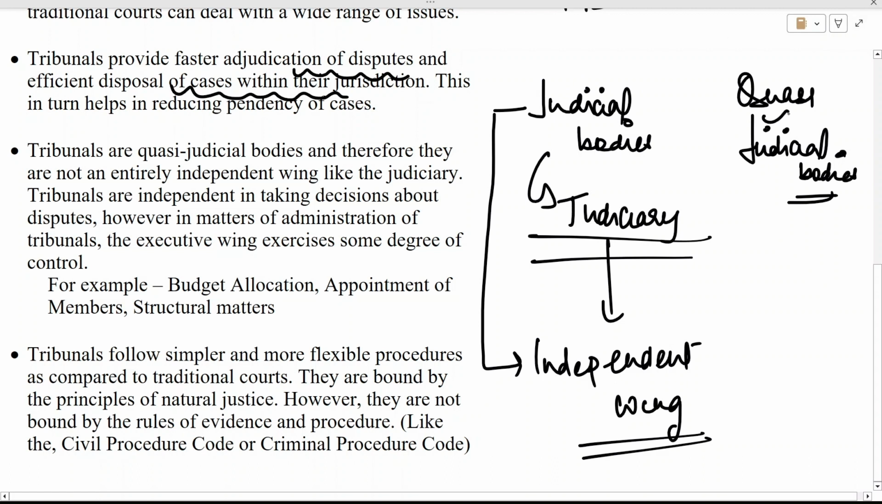But quasi judicial bodies, from the beginning, we are talking about the fact that they are quasi, they are like judicial bodies, they are not completely judicial bodies. Therefore, they are not entirely independent.